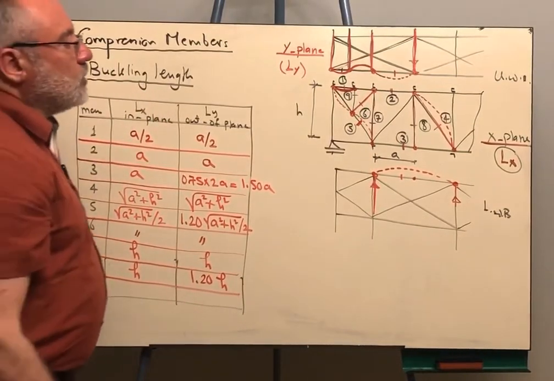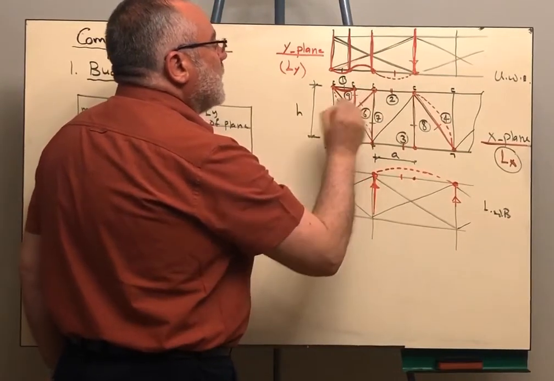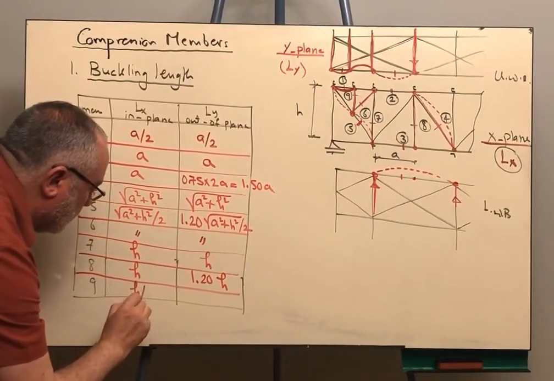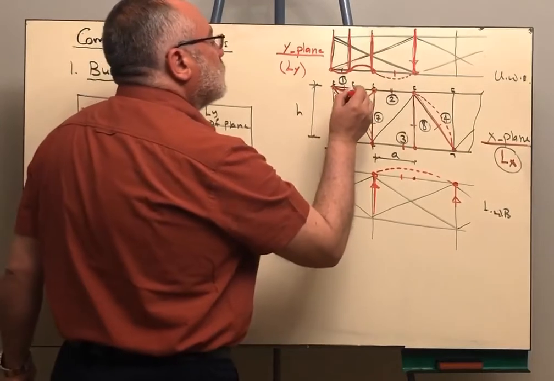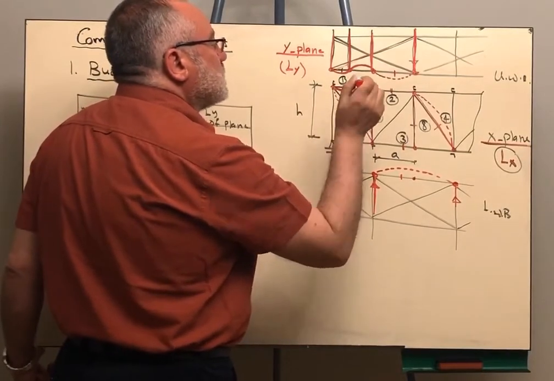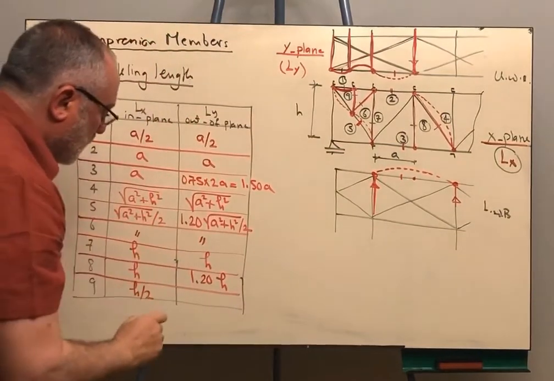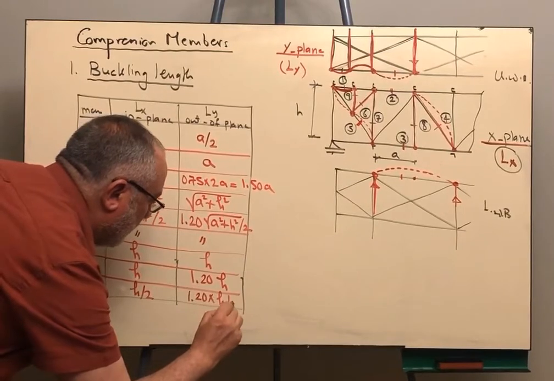How about member 9? The same thing, this member. In the in plane, it will have to buckle at a distance of h over 2, which is the geometric length of the member. And in the out of plane, this point is braced by the effect of the purlin, and this point is not braced. We take 1.2 multiplied by h over 2.